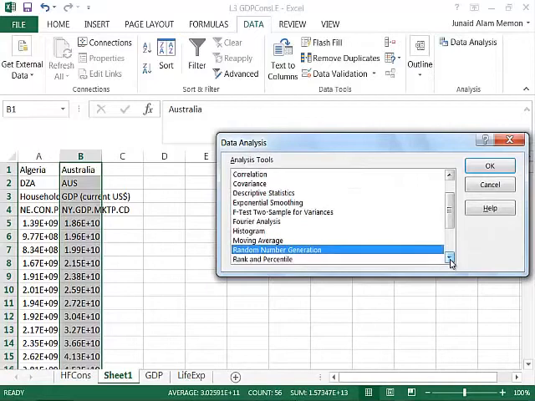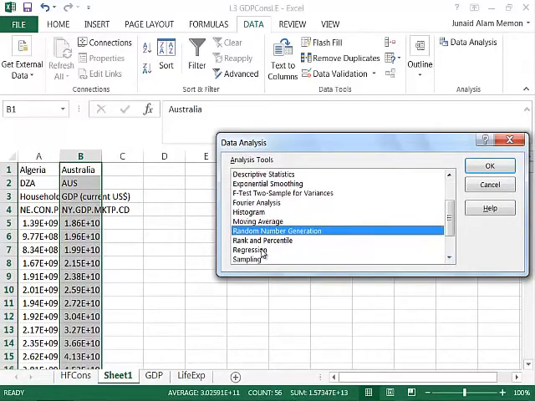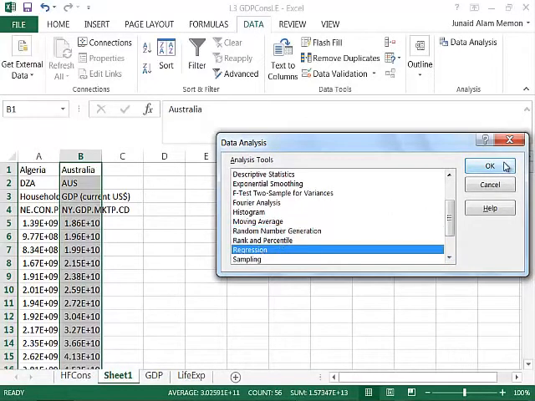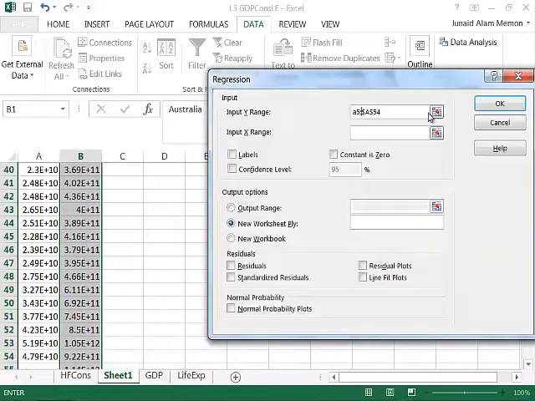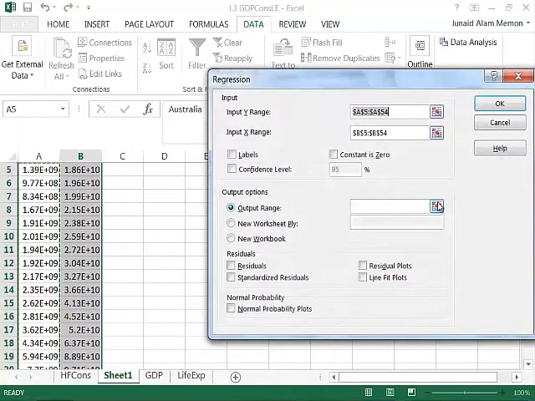Now I'm going to run a regression. Y range is A5 to A54, that's Algerian consumption, and X range is B5 to B54, that's Australian GDP. I think we are all right now. Output range.